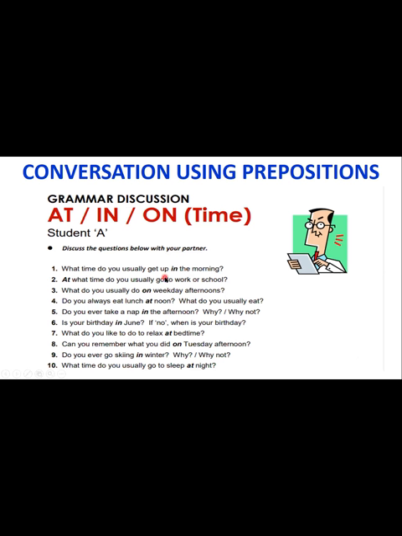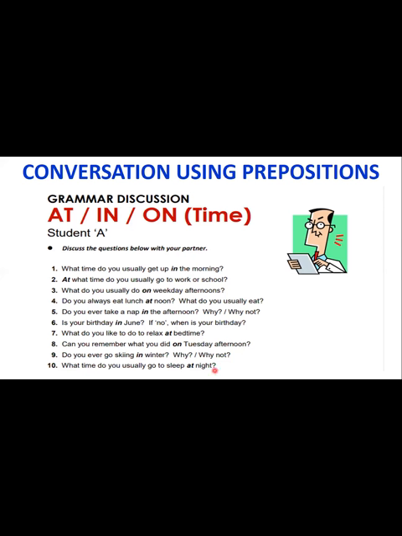What time do you usually get up in the morning? What time do you usually go to work or school, if you go to school? What do you usually do on weekday afternoons? Do you always eat lunch at noon? What do you usually eat? Do you ever take a nap in the afternoon? Why or why not? Is your birthday in June? If no, when is your birthday? What do you like to do to relax at bedtime? Can you remember what you did on Tuesday afternoon? Do you ever go skiing in winter? Why or why not? What time do you usually go to sleep at night?